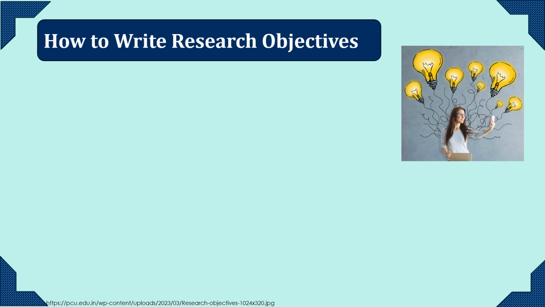How to write research objectives. Writing clear and concise research objectives is an important part of any research project, as it helps to guide the study and ensure that it is focused and relevant. Here are some steps to follow when writing research objectives.